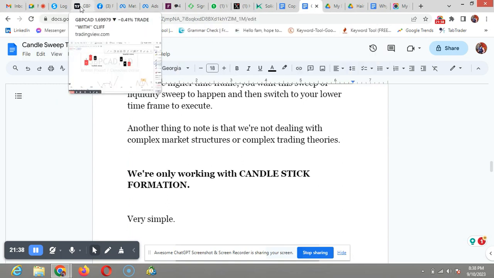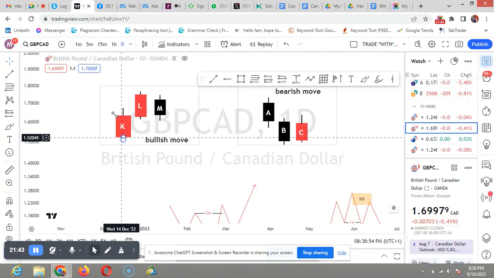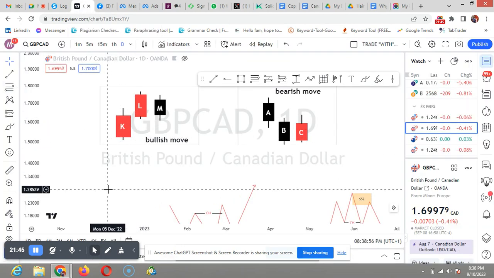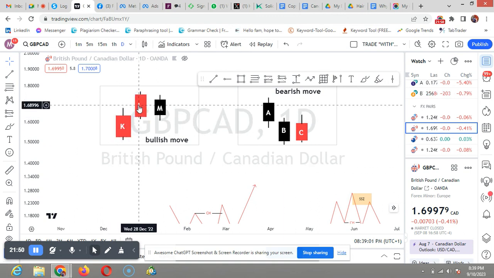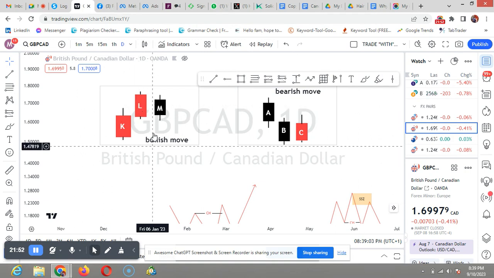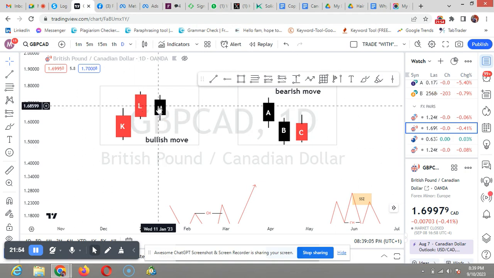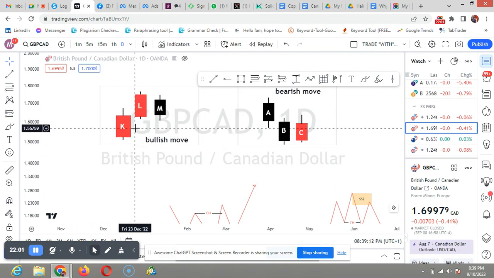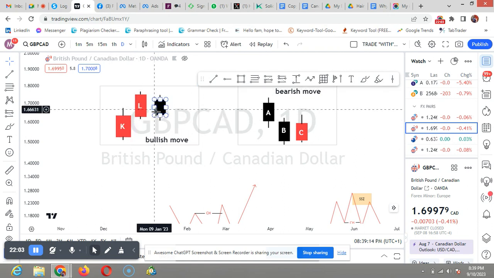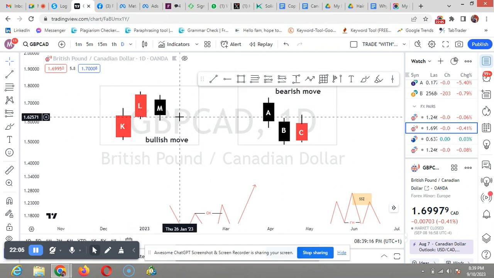Now, what do I mean by candlestick formation? It's simple. Look at this K candle. You can see a K candle has formed and closed. We see an L candle has formed and closed. We can see an M candle has formed and closed as well. So our focus in this trading system is to just observe how each candle is behaving. Once I can see how a candle is behaving, I know what to do next.